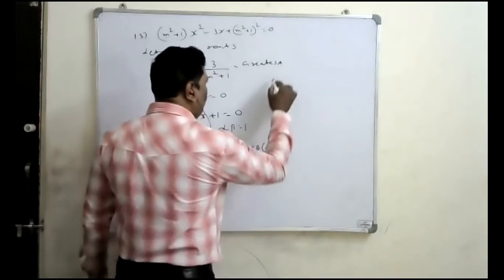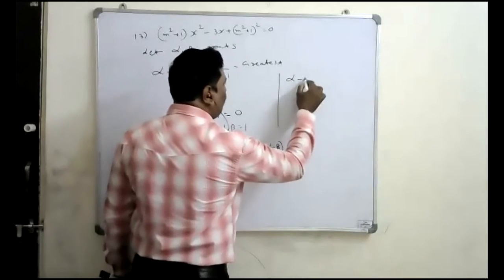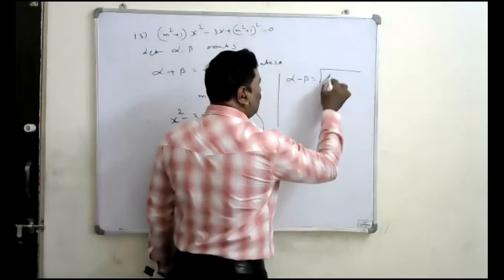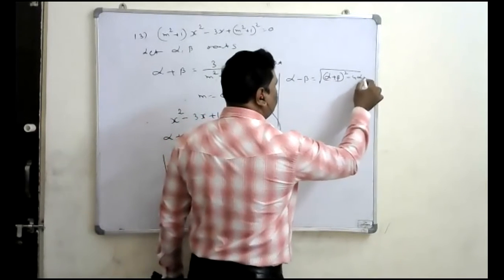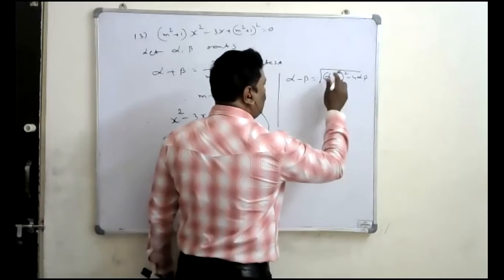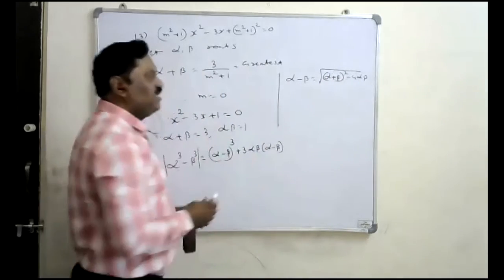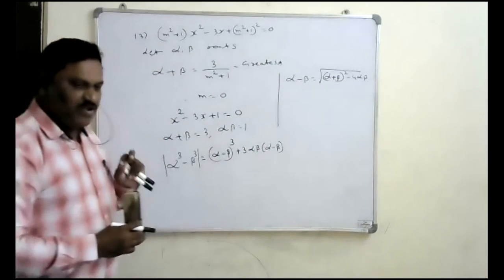So now here we need alpha minus beta. But alpha minus beta we can write as root over alpha plus beta whole square minus 4 alpha beta. Sorry, alpha plus beta whole square minus 4 alpha beta is the value of alpha minus beta.